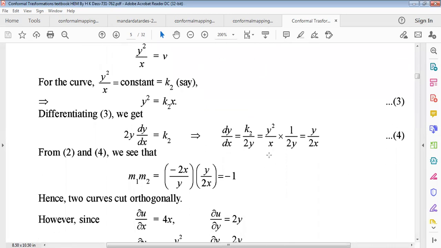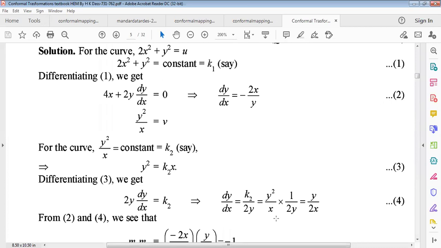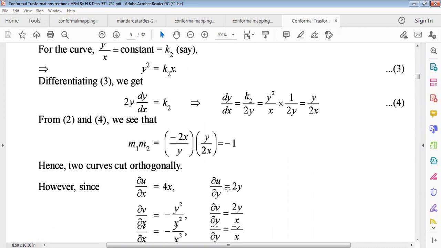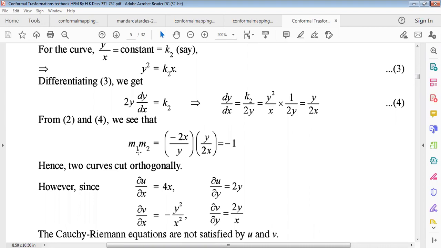Now from equation 2 and equation 4, both are dy by dx. This is the slope of the first curve and this is the slope of the second curve. Now the first slope m1 multiplied by m2 equals what?